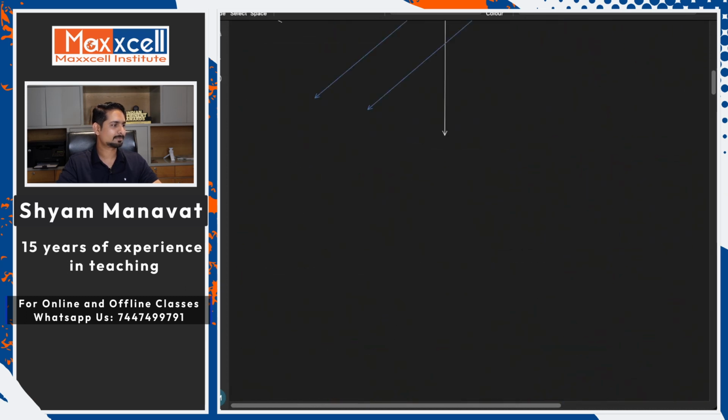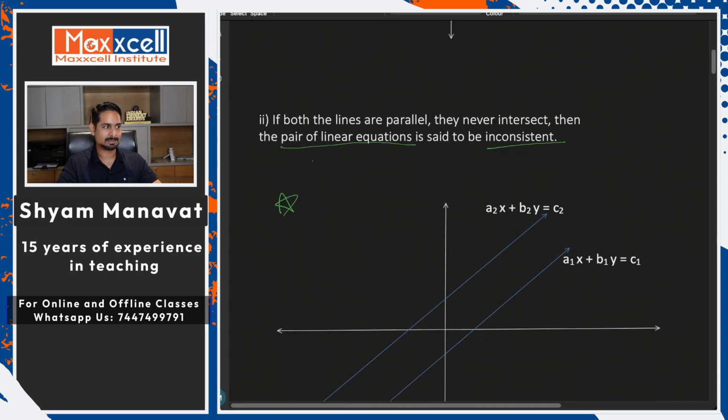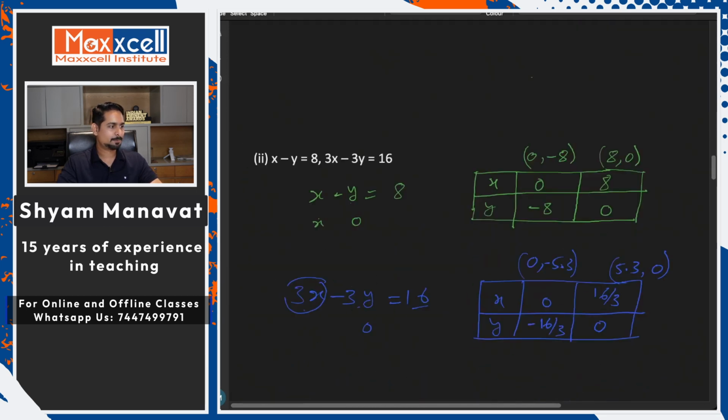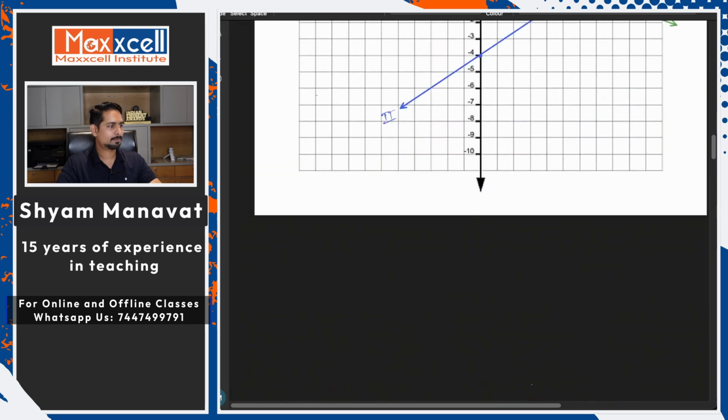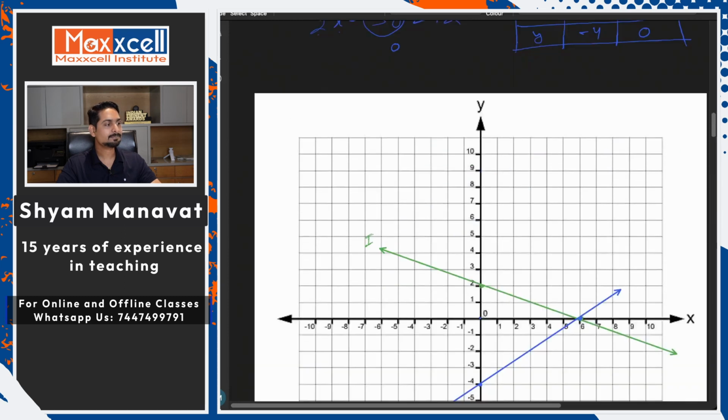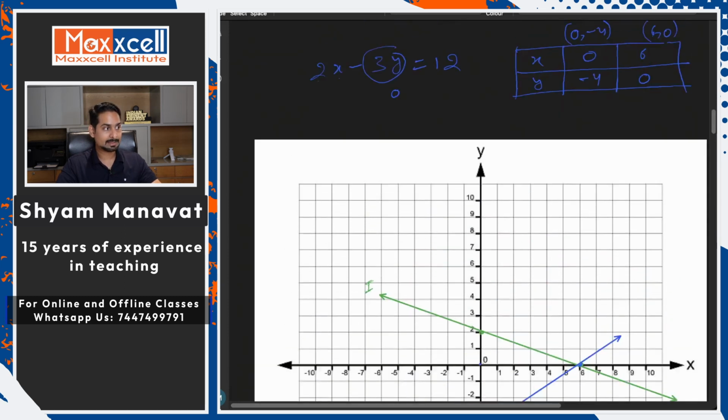Yeah, parallel, inconsistent. I hope that's fine with you. If the lines do not intersect, that is the case of being inconsistent. And when they intersect, that's the case of consistent. Fine, I hope that's clear.